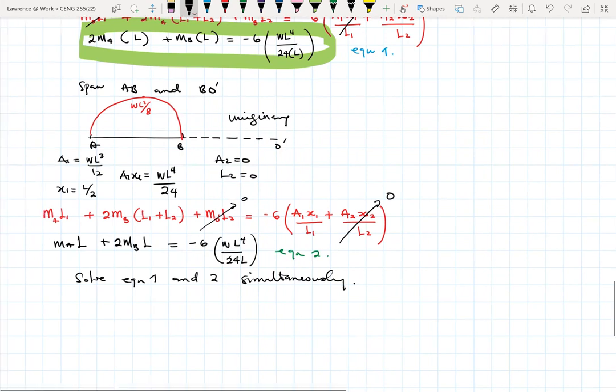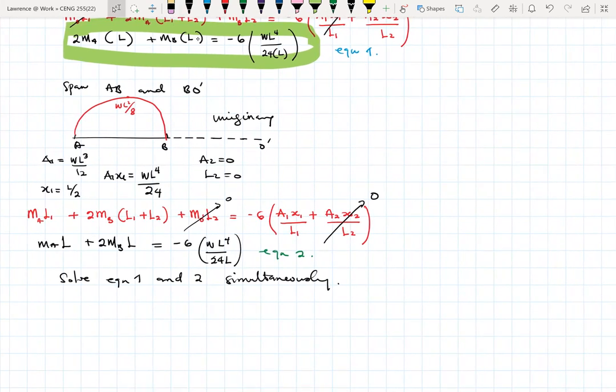Once we do it that way, we'll see that our MA is equal to minus WL squared over 12. Is it 12? Yeah. And then MB will be equal to minus WL squared over 12. Am I correct? I think so. If not, then again, you can always check these things.